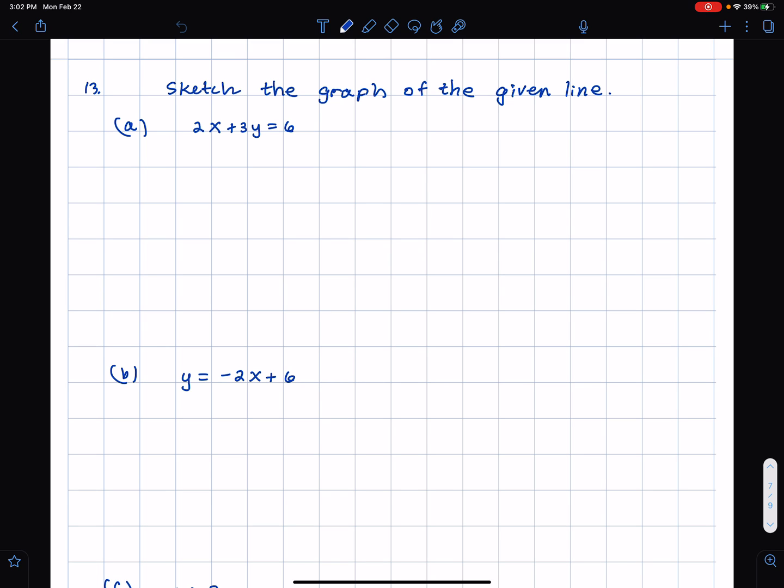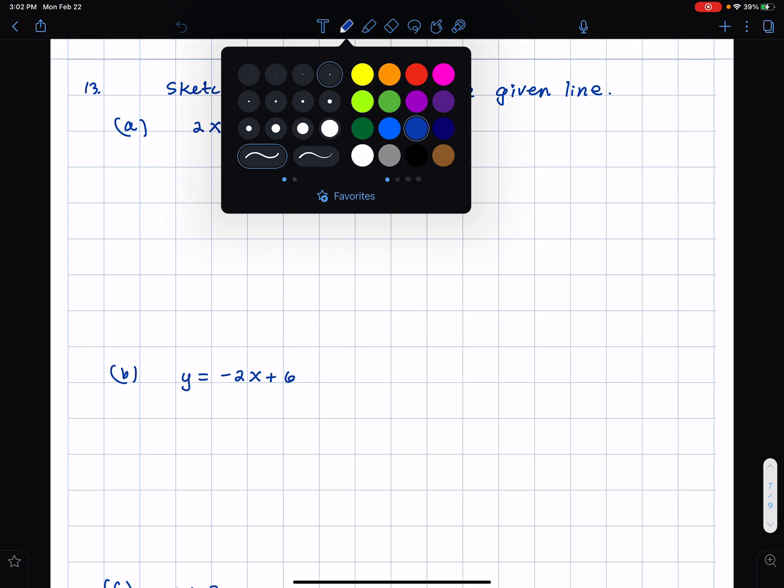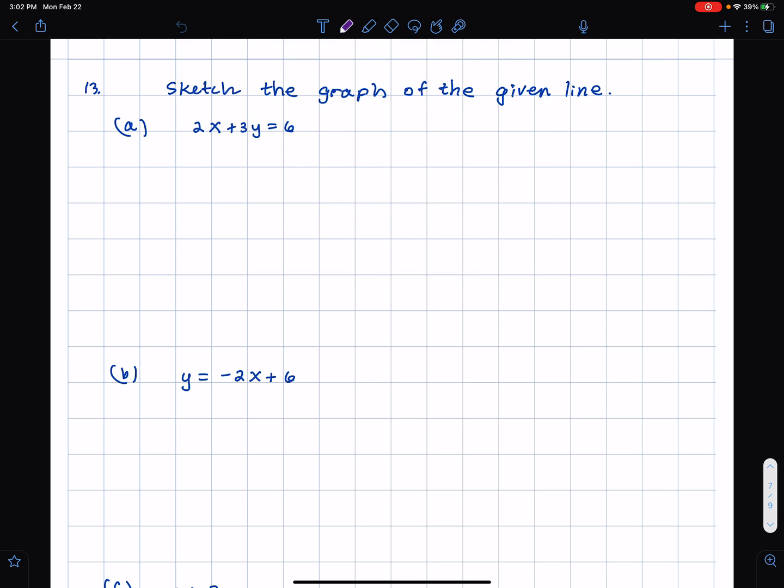All right, on this problem right here, we sketch the graph of the given line. Here we have 2x plus 3y equals 6. There's different approaches, but the way I'm going to do this is through intercepts, finding intercepts. What I do when I find intercepts is I set x equal to 0 and then find y, or I can set y equals 0 and find x.